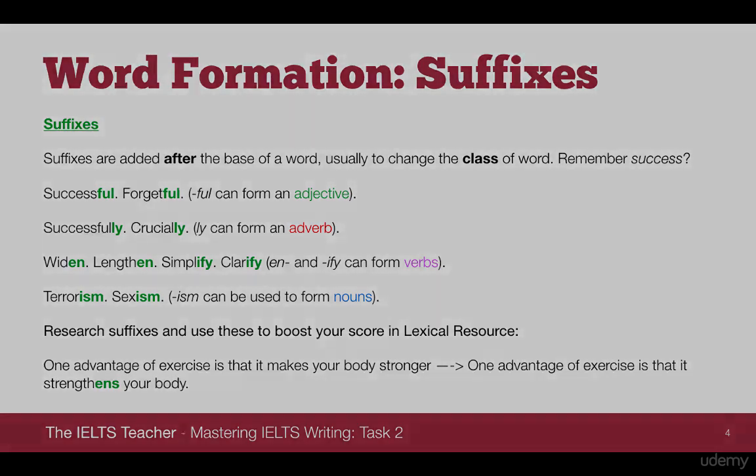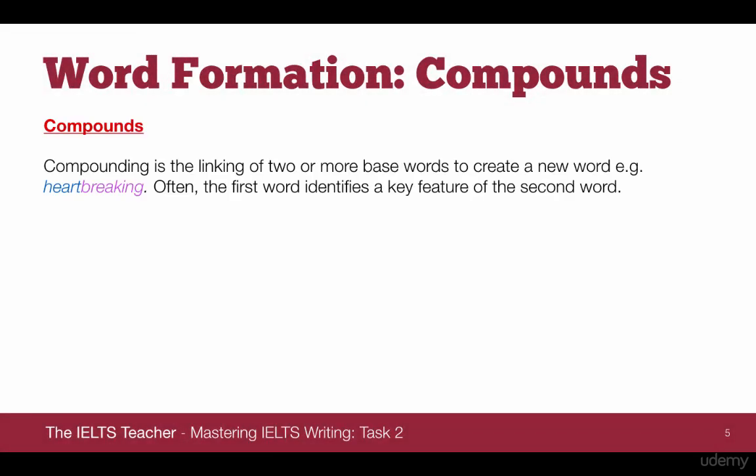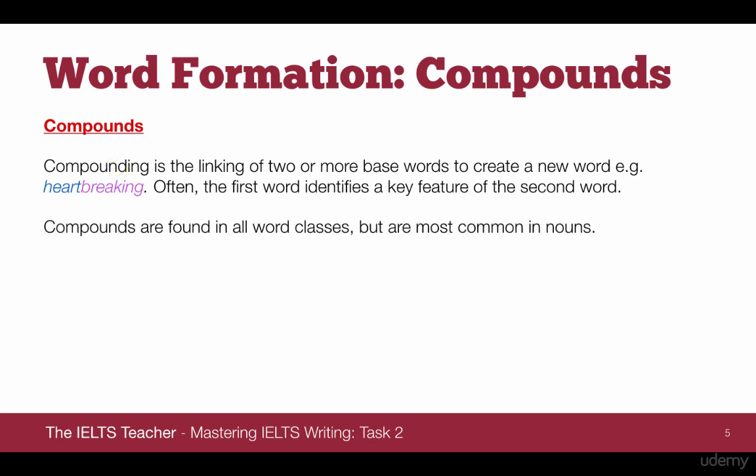Now, the other way we can think about word formation is with something called compounds. Now, compounding is the linking of two or more base words to create a new word. For example, heart breaking. You've got the noun with the verb. Often, the first word identifies a key feature of the second word. Let's have a look at some examples. They're most commonly found in nouns, but they are found in all types of word classes. For example, here are some nouns. Air conditioning. The air modifies the conditioning. Blackboard. The black modifies the board. Full moon.